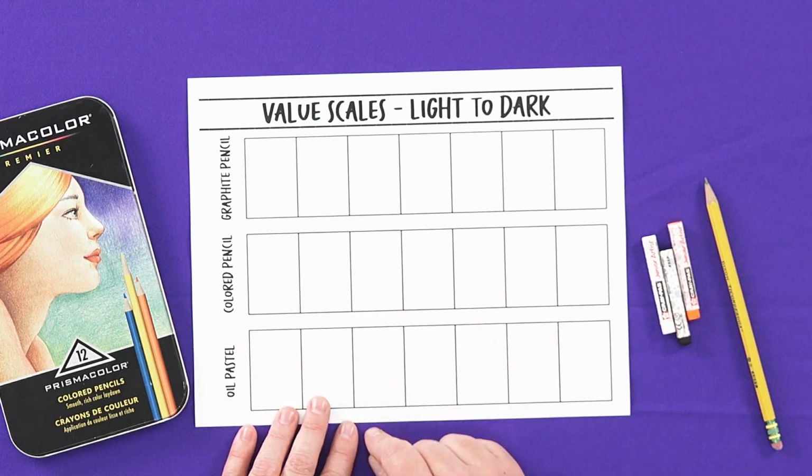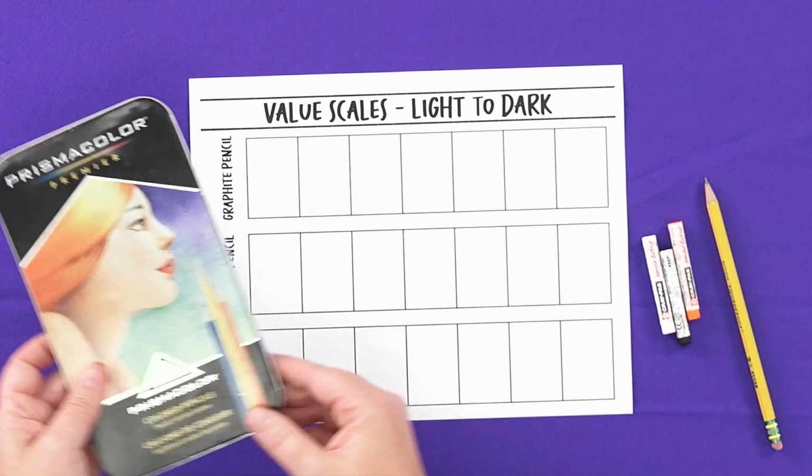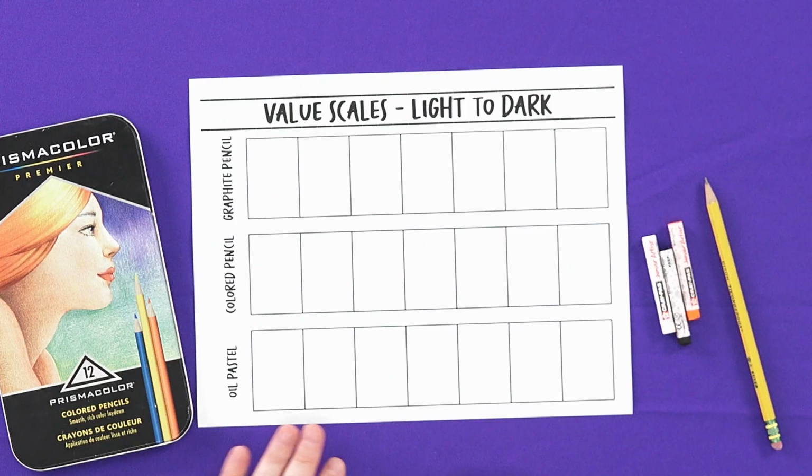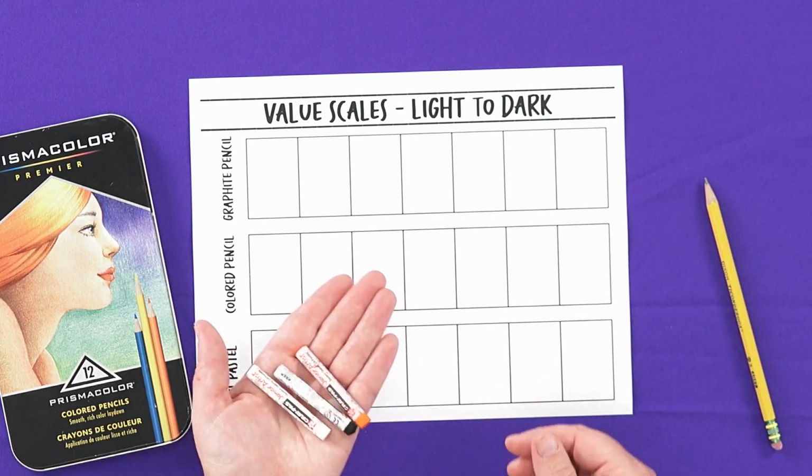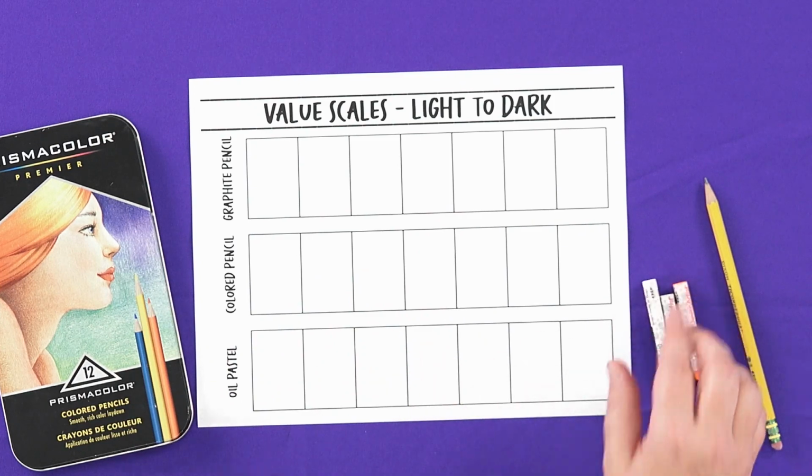With the second value scale, have your students use colored pencils. Have them select a color and decide if they want to use the pressure or layering technique, or they can also get out their white and black colored pencils and use them to blend with the color they selected to create the tints and shades. And lastly, with the third value scale, have your students use oil pastels. With this one, I would recommend that your students select a color along with the white and the black pastels. Have your students mix the white oil pastel with the selected color to achieve tints, and then mix the black oil pastel with the selected color to achieve a variety of shades.